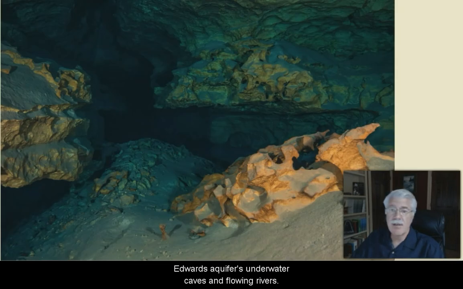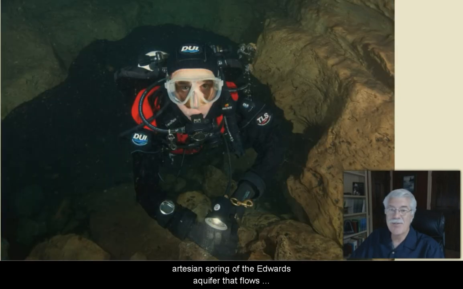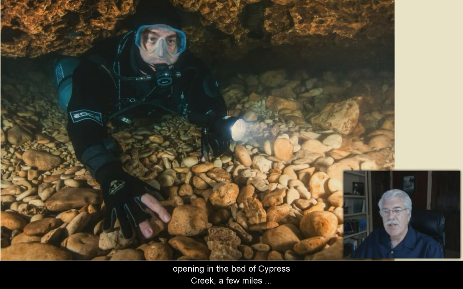Now, this may just look like a cave, but there's water there. The water's so clear, you can't even see it. But watch this. There's a diver in there. This is Jacob's Well. This is an artesian spring of the Edwards Aquifer that flows from one of the most extensive underground water cave systems in Texas. The spring itself is a 12-foot opening on the bed of Cypress Creek, a few miles north of Wimberley. The mouth of the cave serves as a popular swimming hole.